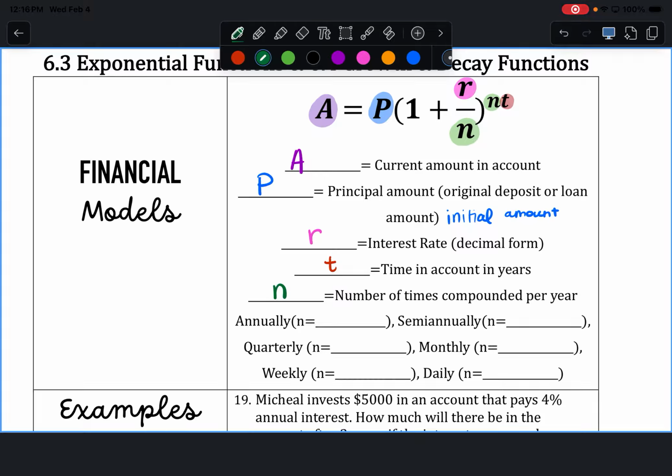If it is annually, how many times is something that's annually? One. What about semi-annually? Twice. What about quarterly? 4 times a year. Monthly? 12 times a year. Weekly? How many weeks are in a year? So 52. What about daily? 365. So depending on how many times the interest is being compounded will be the number of N you use. We're going to look at a couple examples of these.